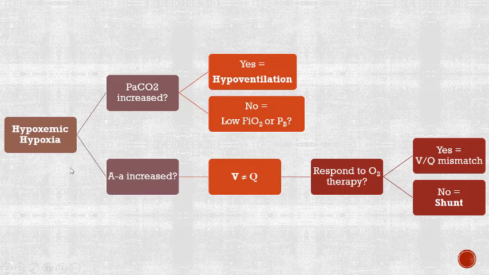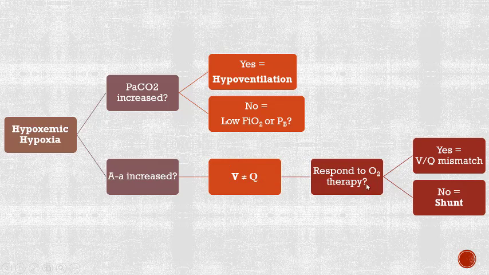So this is a little bit of a decision tree for hypoxemic hypoxia. So the first thing you can look at is, is your PaCO2 increased? If yes, then you're talking about hypoventilation for your hypoxemic hypoxia. If no, you're going to look at your FiO2 and your barometric pressure equations, your alveolar air equation. So down here, you're going to look at whether the AA gradient is increased. If it's above what it normally should be, then now you've realized that you have a VQ mismatch.